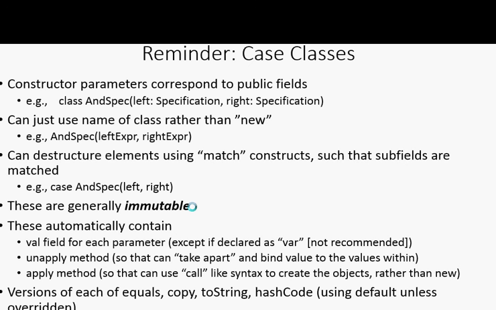Now, having done that, these are immutable. These are immutable classes. They're designed to contain these sorts of things and not change. They automatically contain a val field for each parameter, an unapply method, and apply. Okay? And the unapply method will take it apart in matches. And they have some other elements.